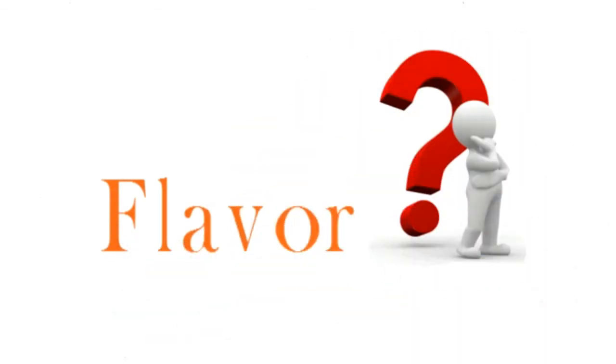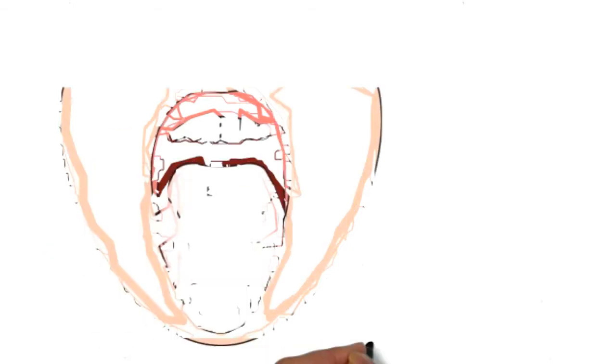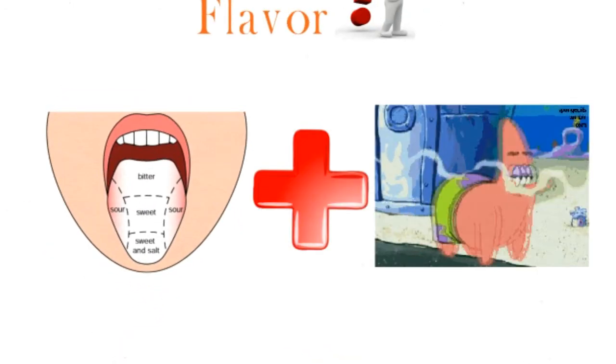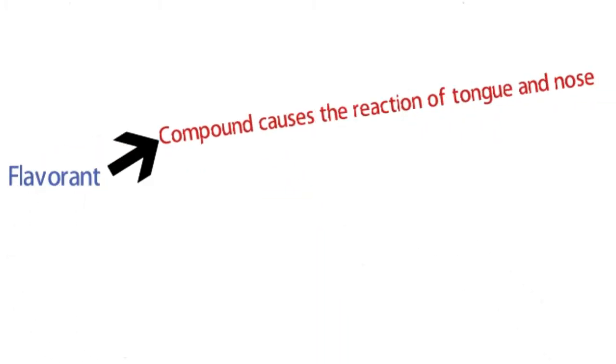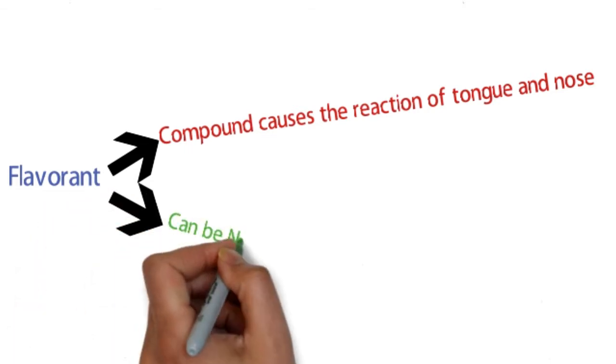Flavor is a sensory impression determined by the chemical senses of taste and smell. The chemical compound that causes the reaction from our tongue and nose is called flavorant. This flavorant can be extracted naturally or made artificially.